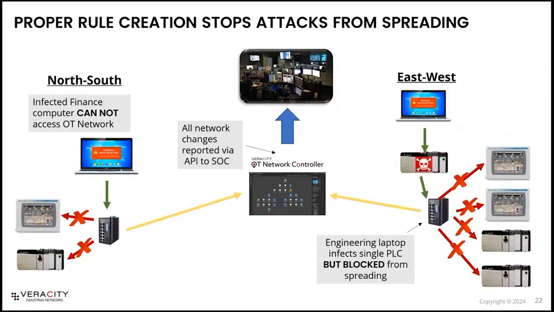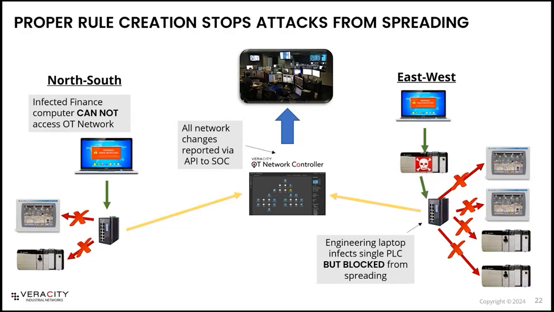So proper rule creation within our software stops attacks from spreading. And that's an important thing to remember. You can make your network completely open within our software, but if you lock it down, an infected computer in finance on the left there can't even see the OT network. But when it tries to see the OT network, that gets logged.